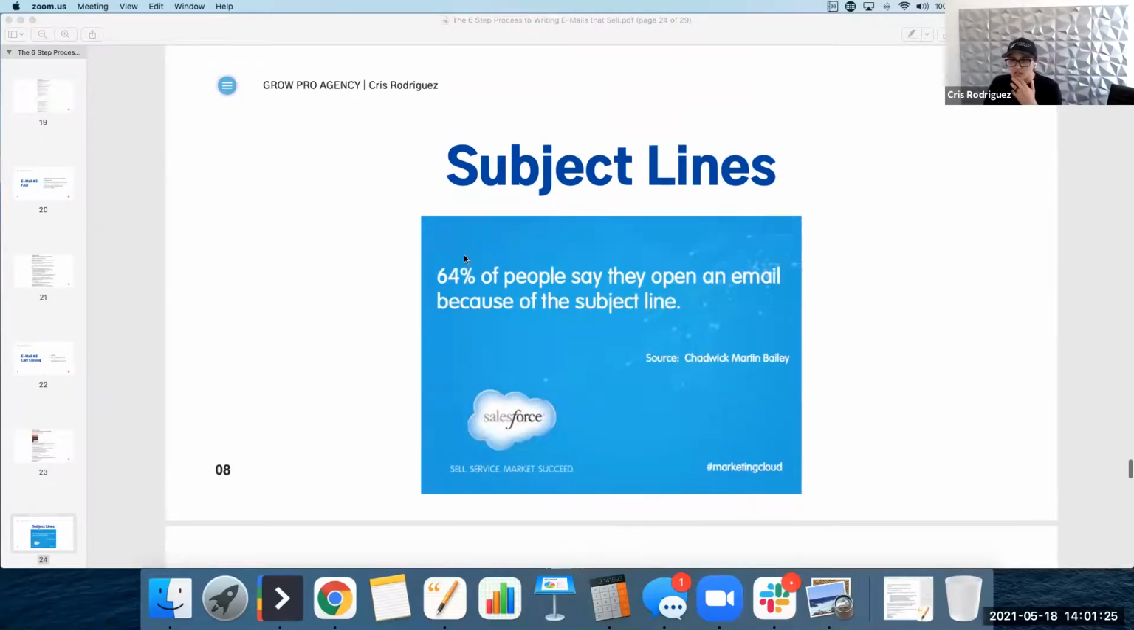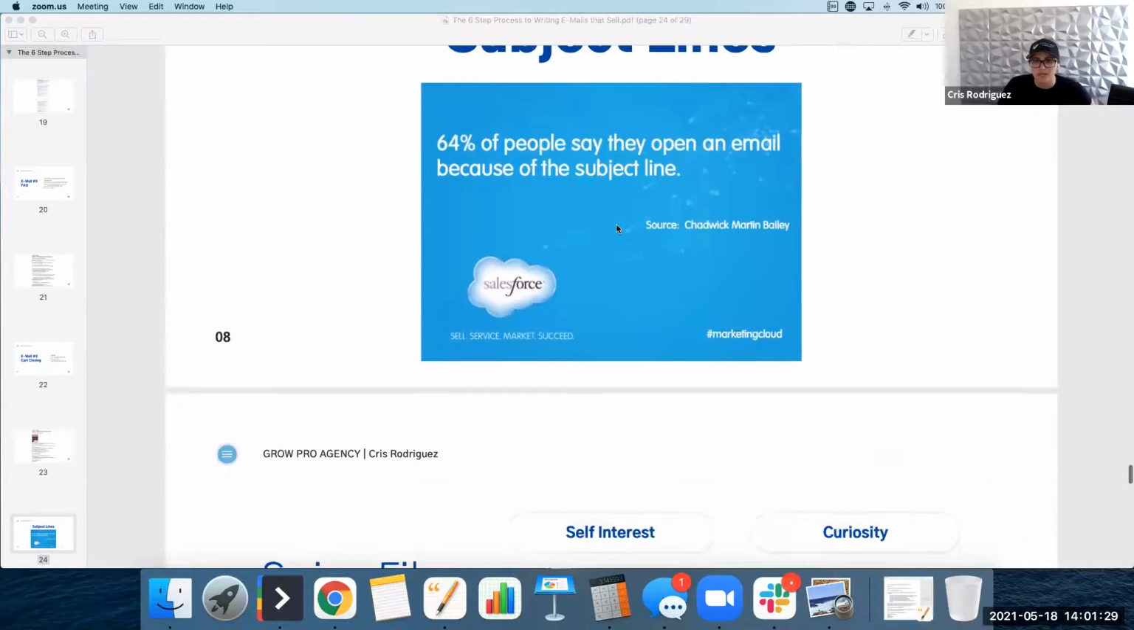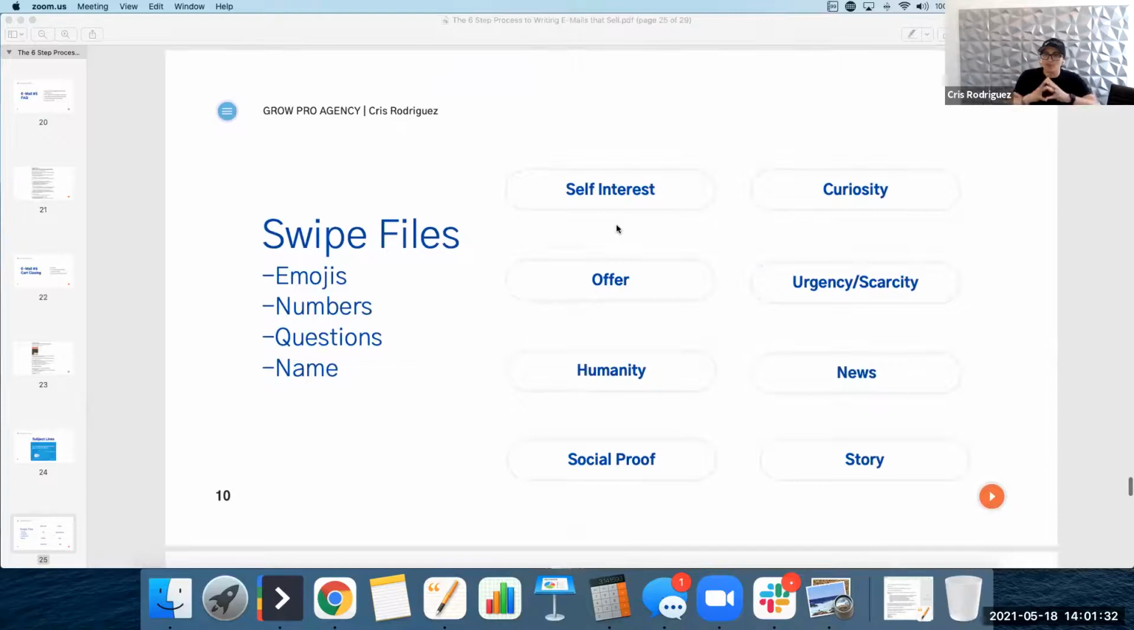Okay, so let's dive into subject lines. 64% of people say they open an email because of the subject line. A couple of things that I like to utilize in subject lines are emojis, numbers, questions, and their name. We typically see higher open rates if we use an emoji. Now you've got to test whatever email platform you are sending these emails from. We've tried sending emojis from certain email platforms and CRMs, and it comes through as a square box or a little diamond with a question mark. So you always want to test sending your emails first before you send it out to your whole list. But typically, emojis, numbers, questions, and having their name will help increase your open rate.